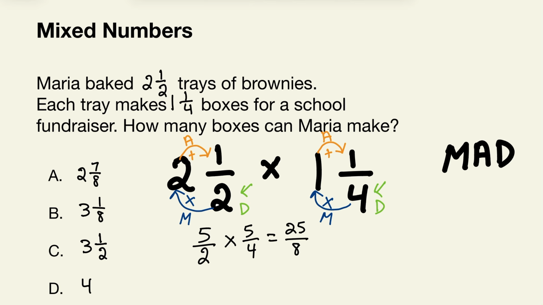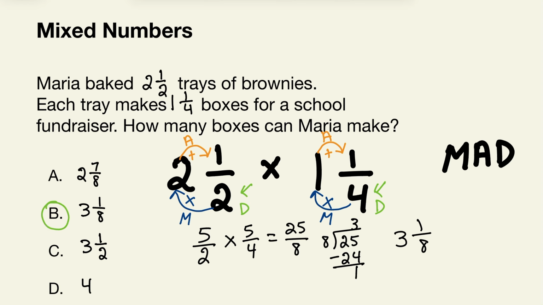Okay, so let's go ahead and write this out. We have 25 divided by 8. So 8 goes into 25 3 times because 8 times 3 is 24. And so we have 1 left over. Okay? So the quotient becomes the whole number, which is 3. And the remainder becomes the numerator, which is 1. And of course, you keep your denominator of 8. So how many boxes can Maria make? Well, that is answer choice B, 3 1/8, final answer.